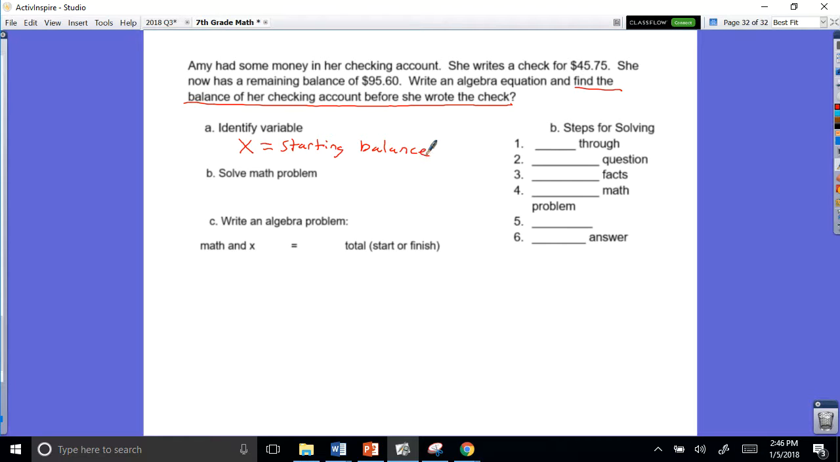Okay, the money she had before she started. Okay, now we're going to go to B. We're going to solve the math problem. All right, so we're going to use these steps over here. We already did number one. Okay, we're going to read through the math problem. Step number 2 says to underline the question.